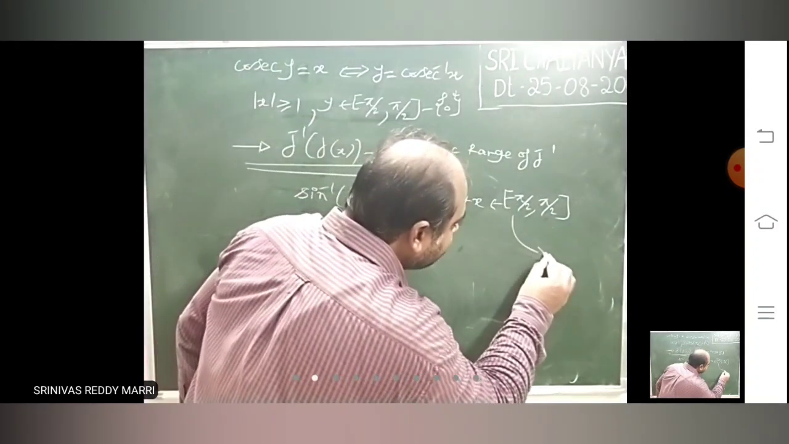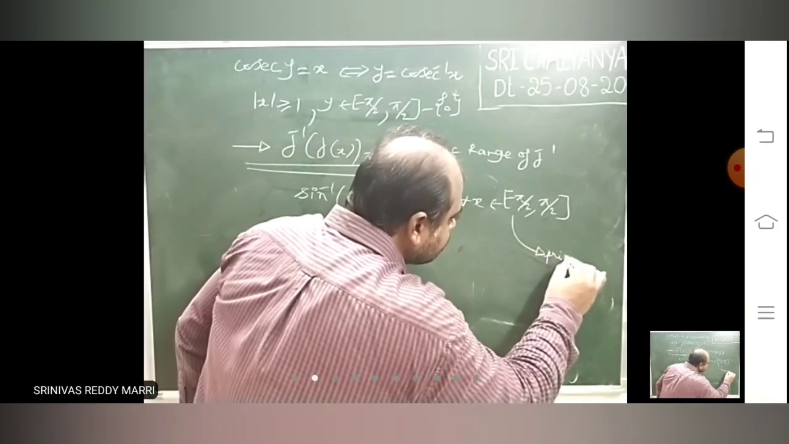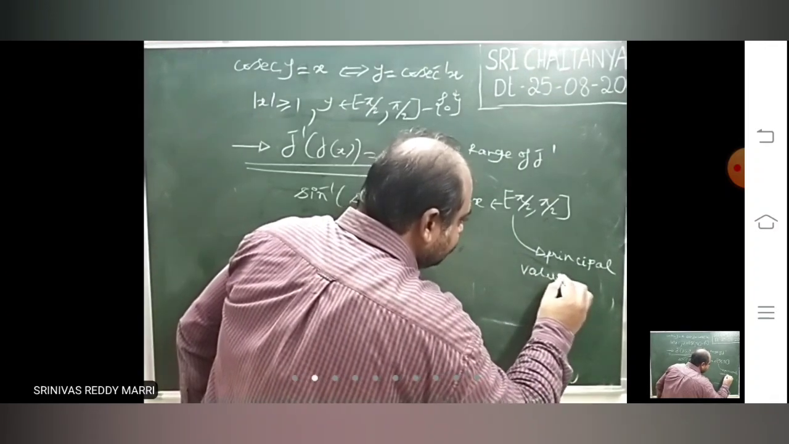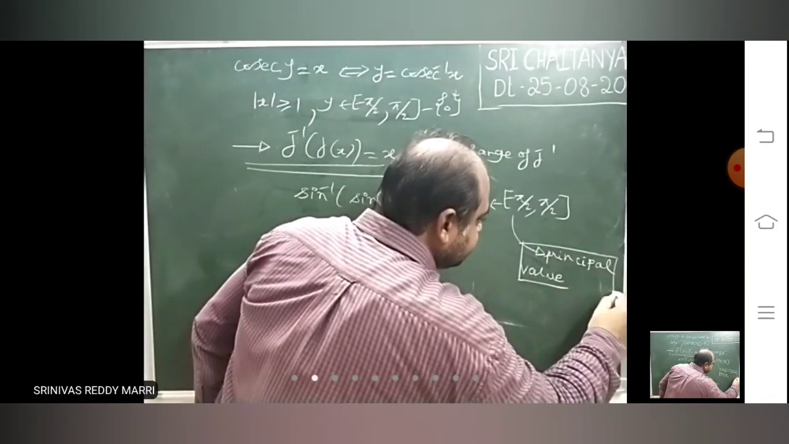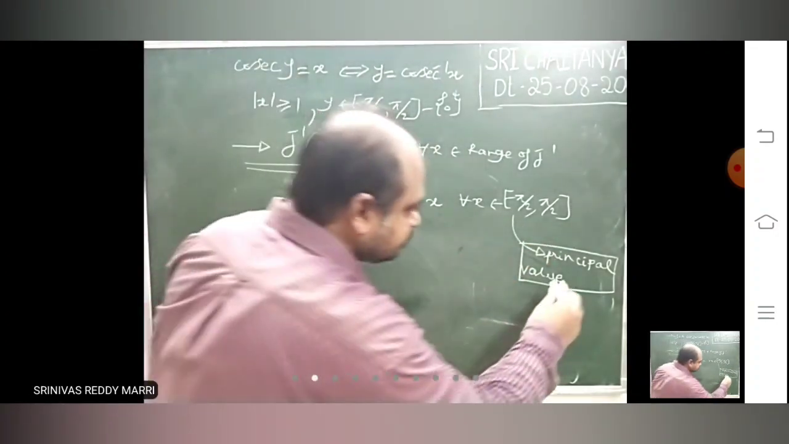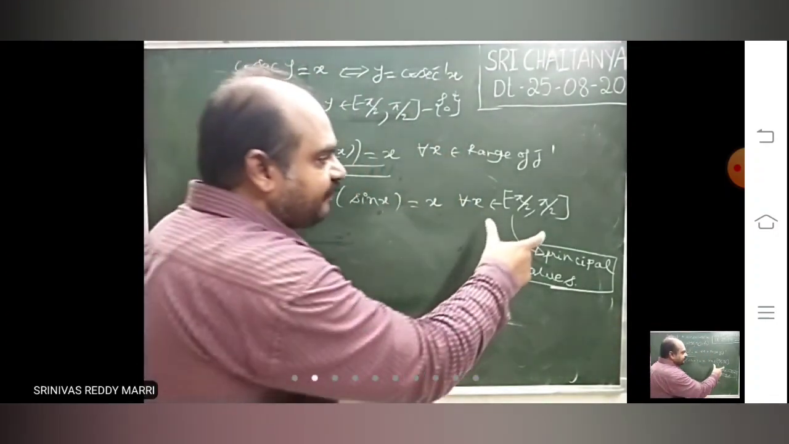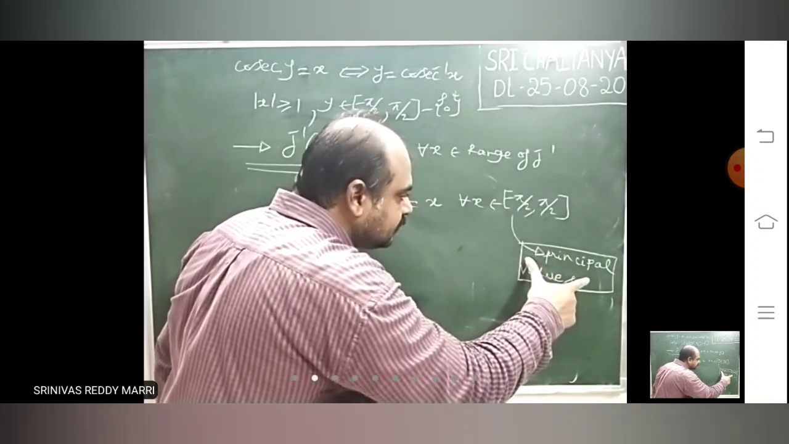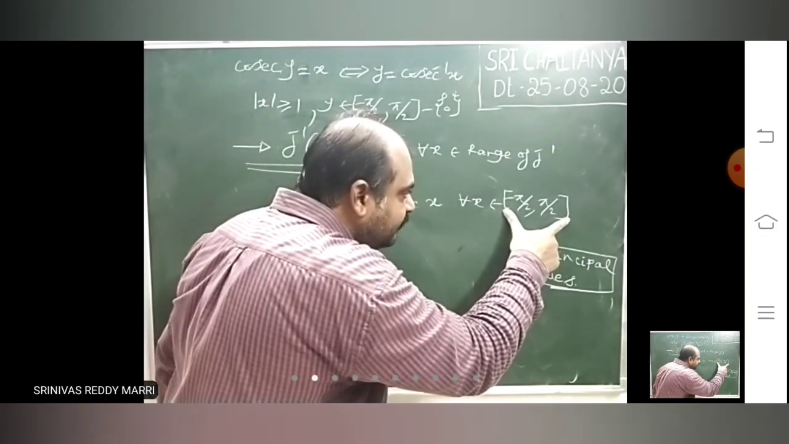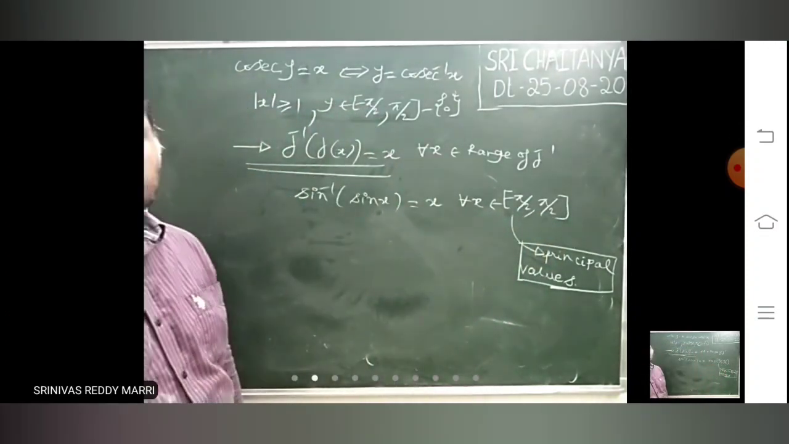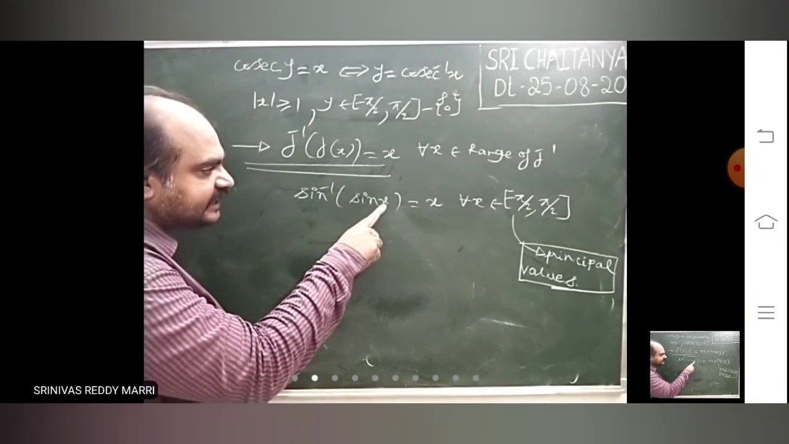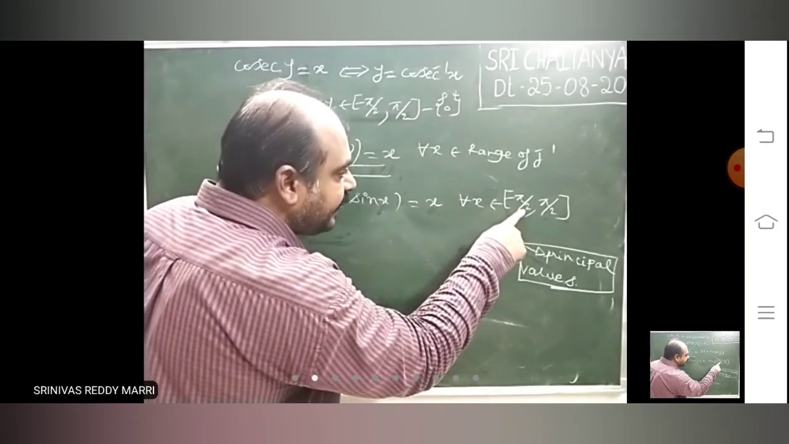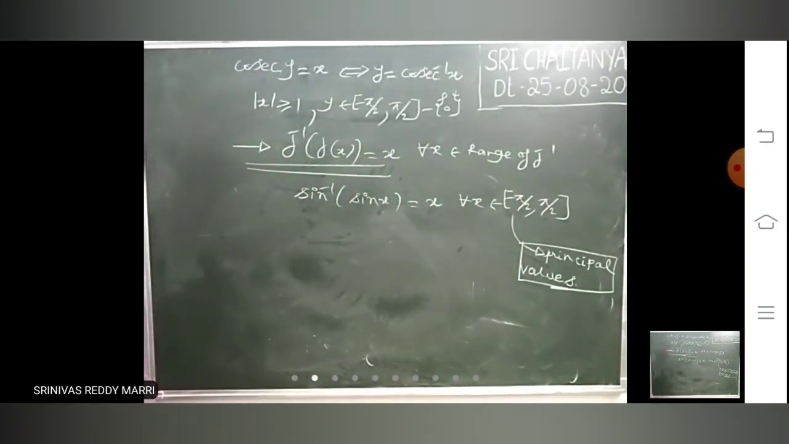This is called principal values. This interval, minus pi by 2 to pi by 2, is called the principal value interval of the sine inverse function. Sine inverse sine x is there. Don't write x always. Only if x lies between minus pi by 2 to pi by 2, you write x.